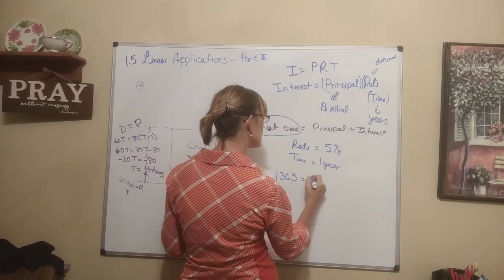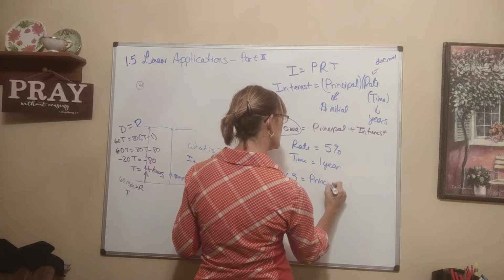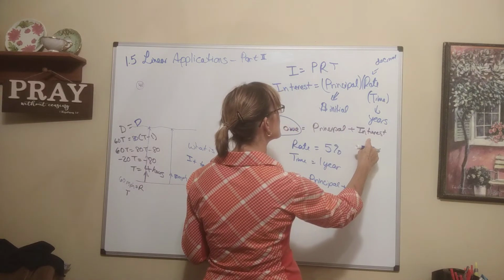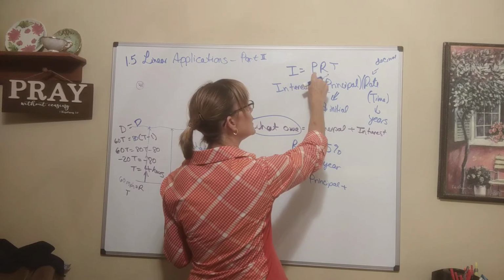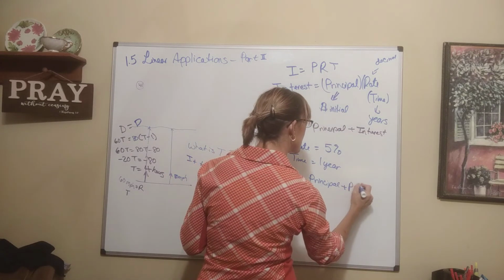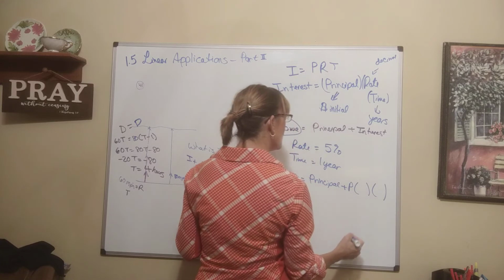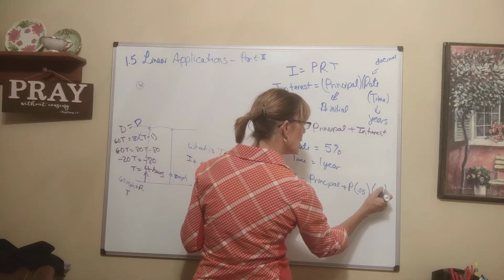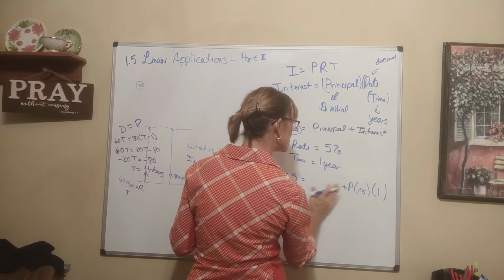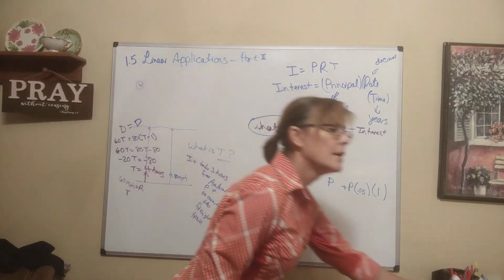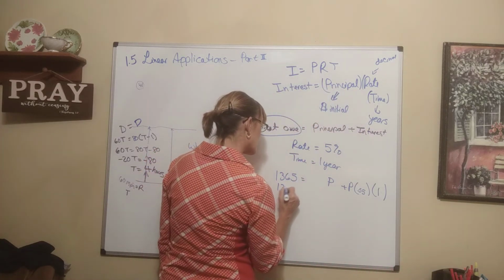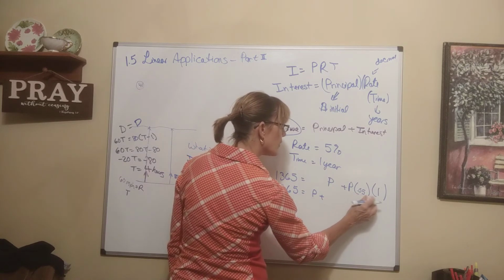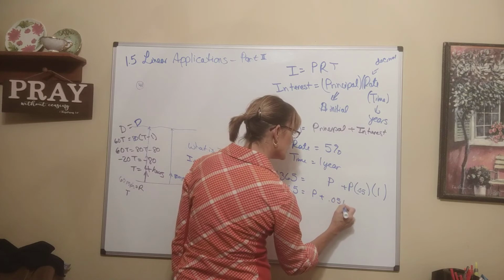So how much she owes is equal to the principal, which is how much she initially borrowed, plus the interest. The interest, I'm going to go ahead and substitute that in, is equal to PRT, or the principal times the rate times the time. What is the interest rate? 5%, 0.05. How long has it been going? 1 year. So instead of writing out the word principal, I'm just going to write P. Now, let's just see what we've got here. 1365 is equal to 1 times P plus 0.05 times 1 is 0.05 times P.